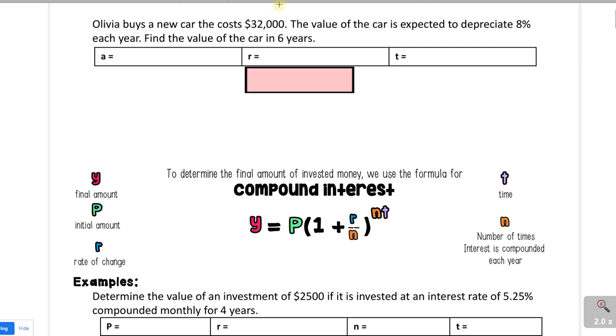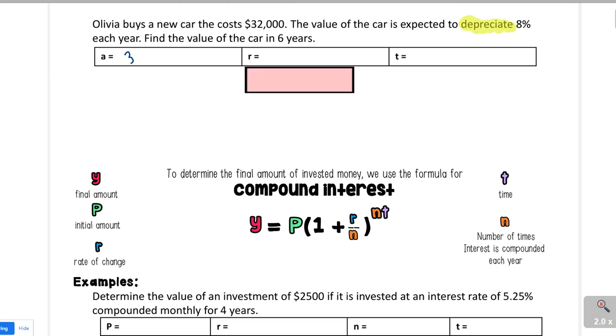Okay, let's look at the last example here. Olivia buys a new car that costs $32,000. The value of the car is expected to depreciate 8% each year. Find the value of the car in 6 years. So depreciates means a decay.